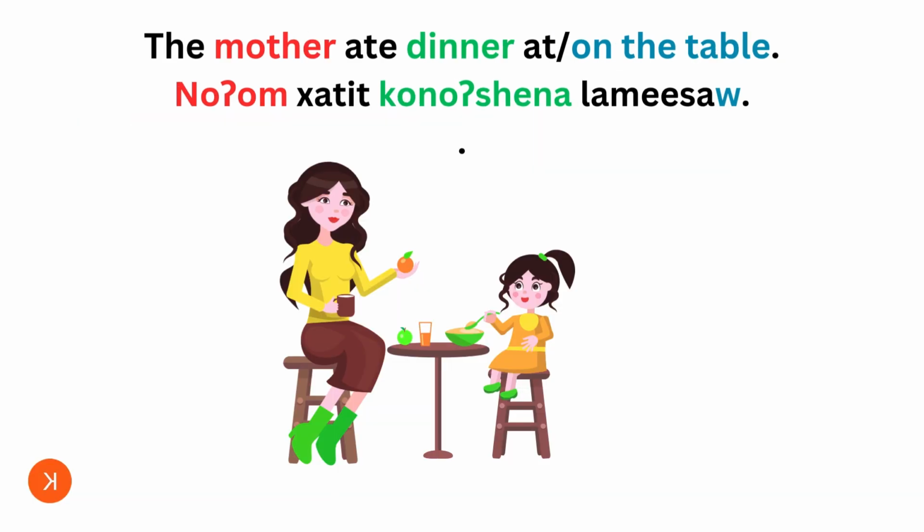Let's look at one more sentence. The mother ate dinner at or on the table. Our object in this one is dinner. The subject is mother. And then we have a locative on the table. So we used no'om for mother, konoshena for dinner, and lame sal for on the table. No'om, chatit, konoshena, lame sal.